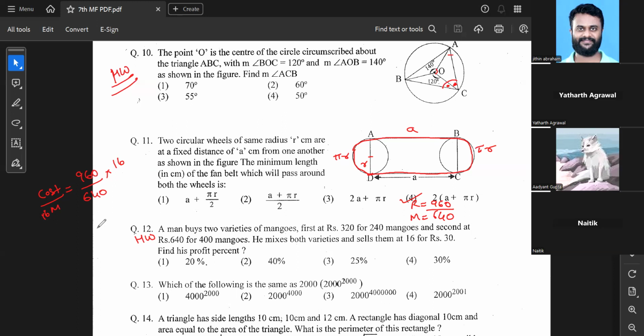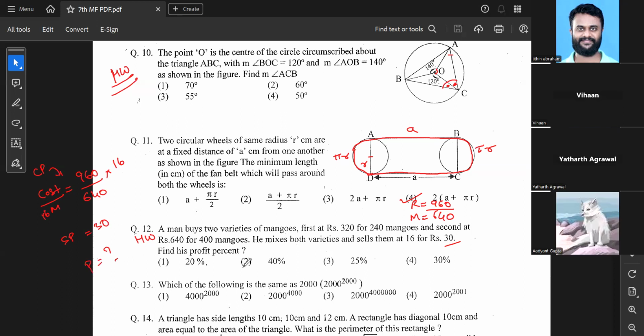So some number you will get, 24. Yes, this will be your cost price. The selling price they have already given you. This will be the cost price, CP. Selling price is already 30. You can find the profit. I think it is 25%. Maybe I've not calculated. I'm just giving you a gist.